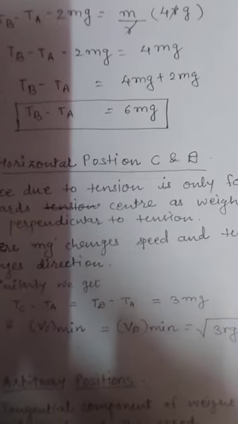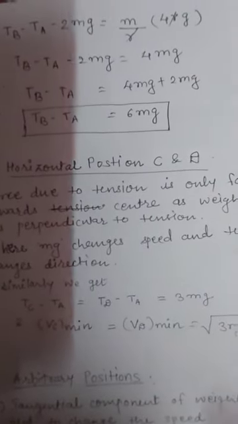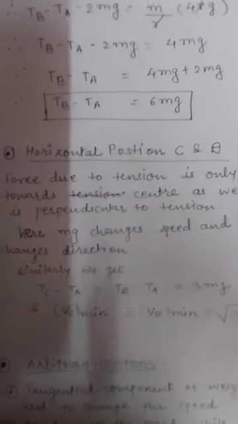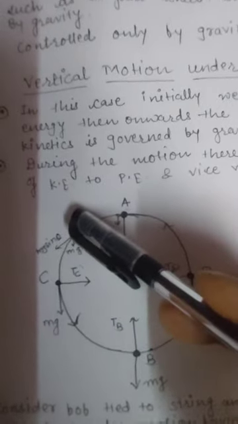Okay, and what about arbitrary positions? See, we have discussed the uppermost position, the lowest position, and even the horizontal positions. If the position of the bob is in between, then what happens? If the position is not exactly at any of these three, if it is somewhere in between arbitrarily, then at that time what happens? The tension is not always perpendicular to the weight mg.